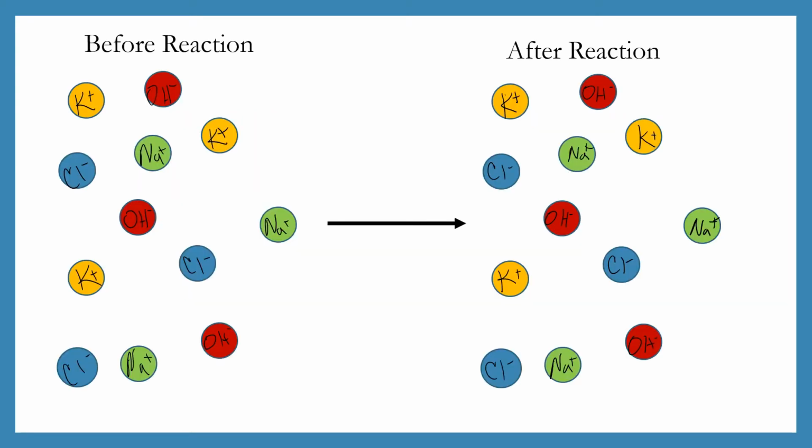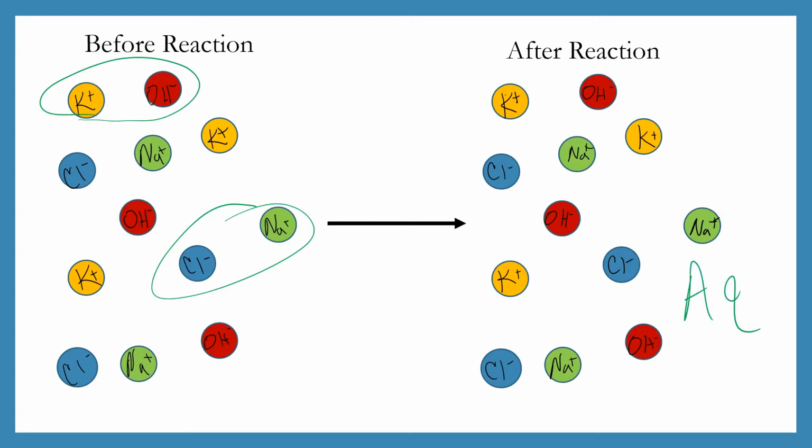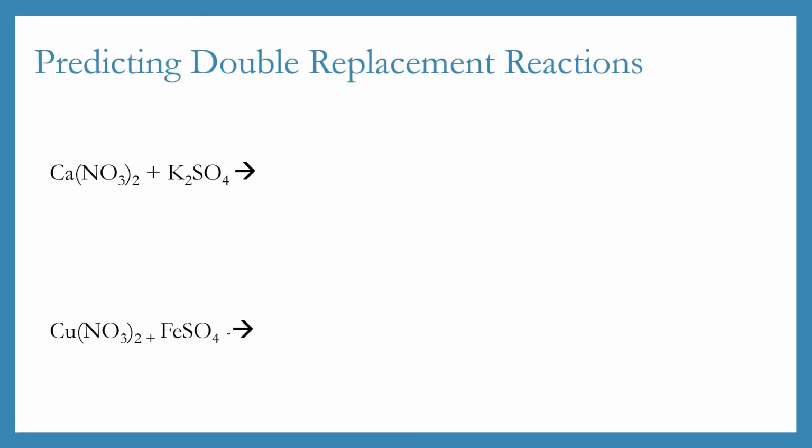If before the reaction you have something like potassium hydroxide and sodium chloride, and then after the reaction nobody found each other, nobody wanted to be a solid, so everything here is still aqueous, then we say this is no reaction, because basically it's just things dissolved in water before and things dissolved in water after. So nothing exciting happened.